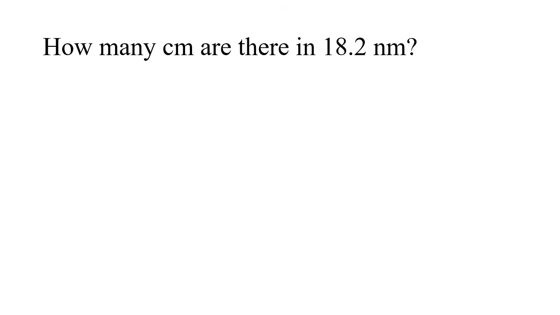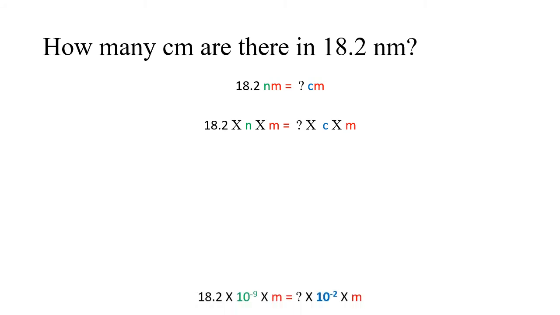How many centimeters are there in 18.2 nanometers? In another way, 18.2 nanometers equal to how many centimeters? Again, on the left hand side, we have the 18.2 multiplied by the nano multiplied by the meter equal to the number in question multiplied by the centi multiplied by the meter. Substituting with numbers, 18.2 multiplied by 10 to the power minus 9 on the left hand side and 10 to the power minus 2 for the centimeter on the right hand side.